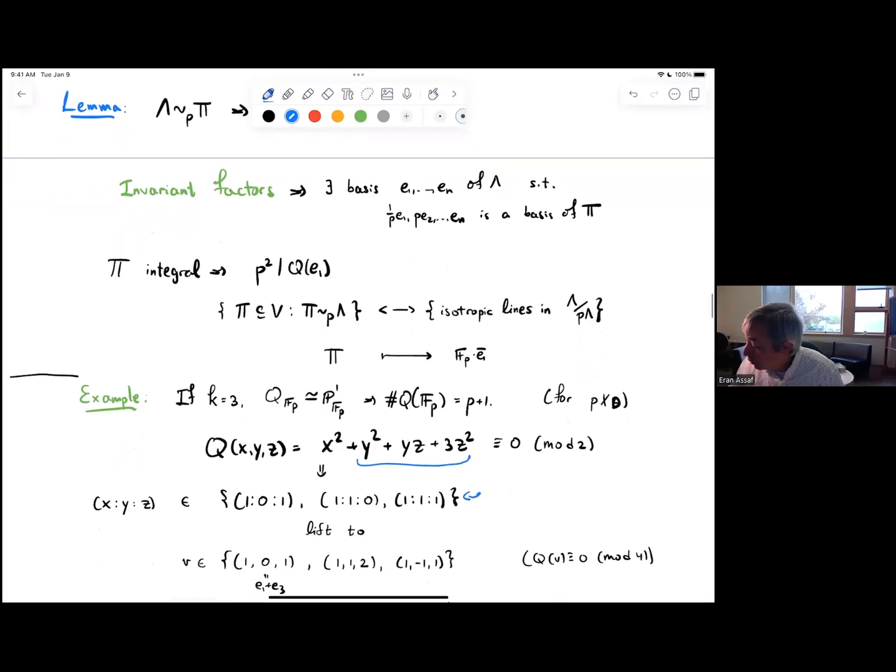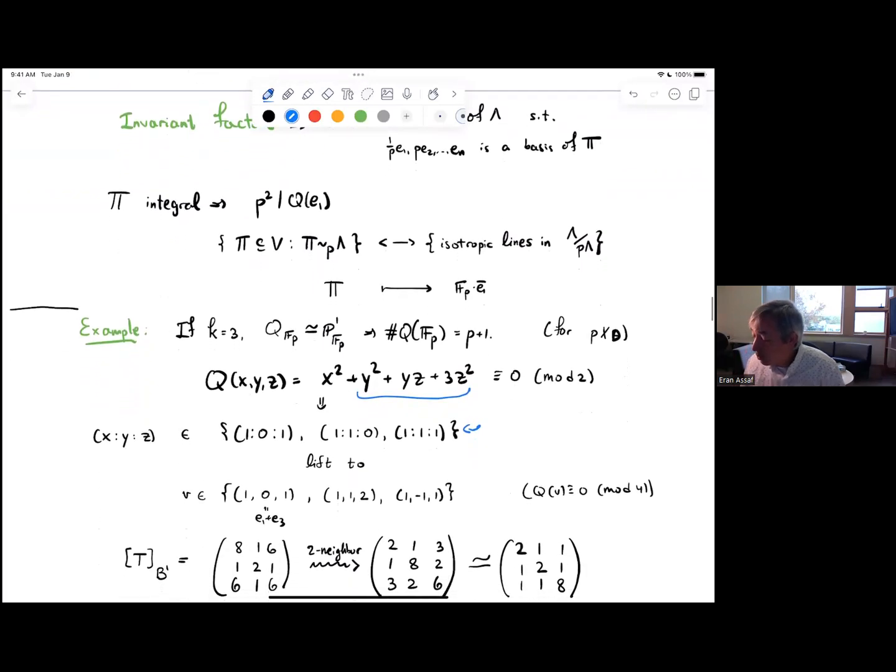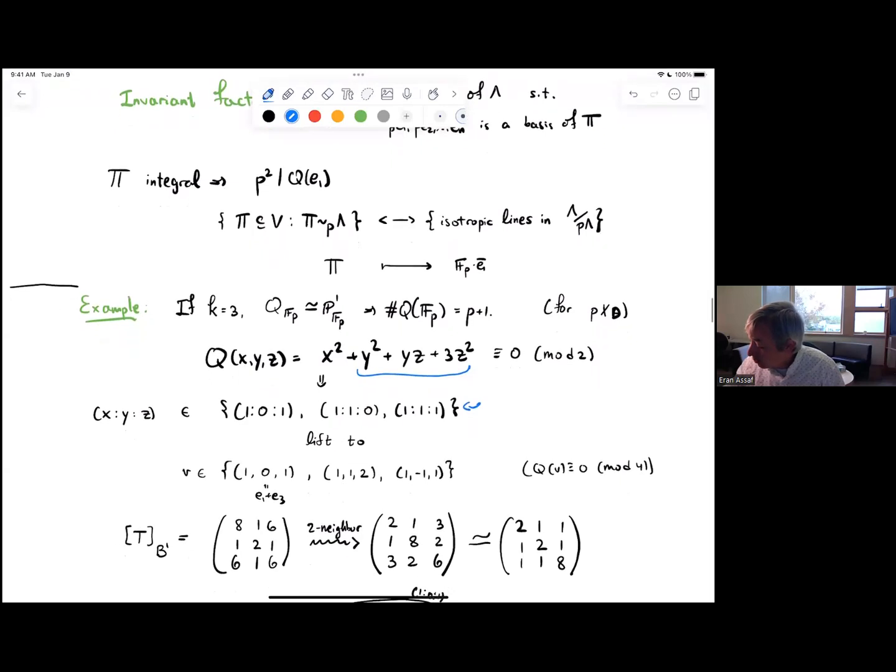And as I said before, using Hensel's lemma, we can see that they lift to three vectors that are isotropic modulo 4. Okay, 1, 0, 1, 1, 1, 2, and 1, minus 1, 1. Let's look at the first one of these. Okay, it's an isotropic vector. It will give rise to a two neighbor.